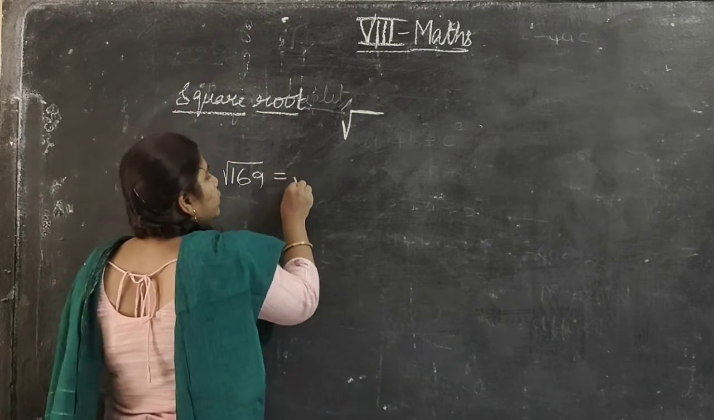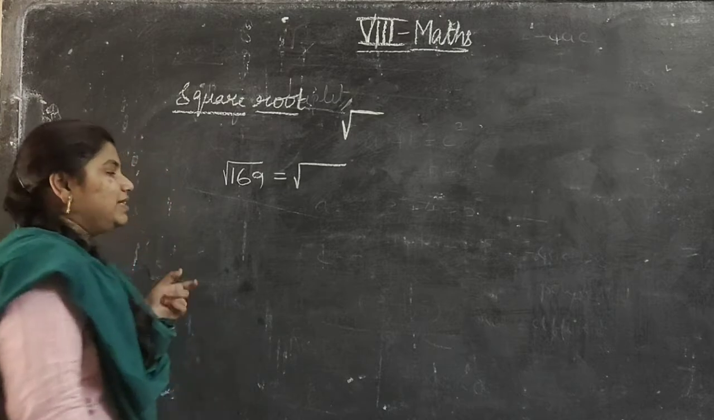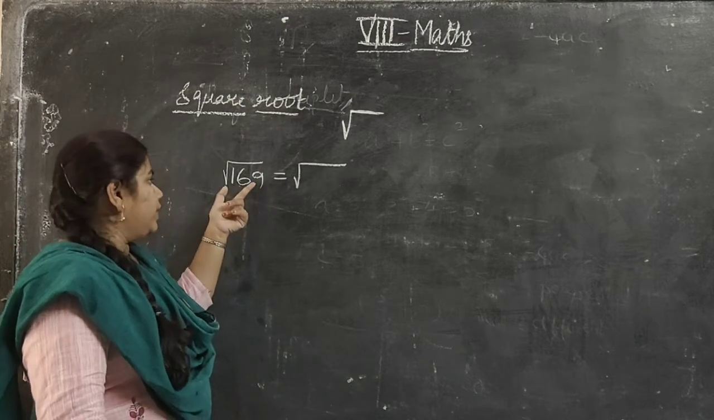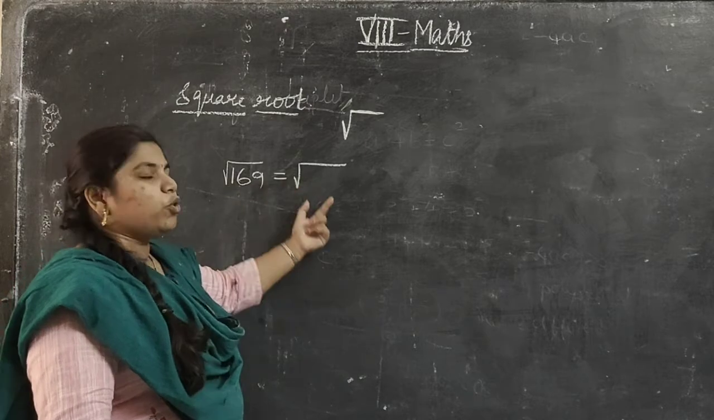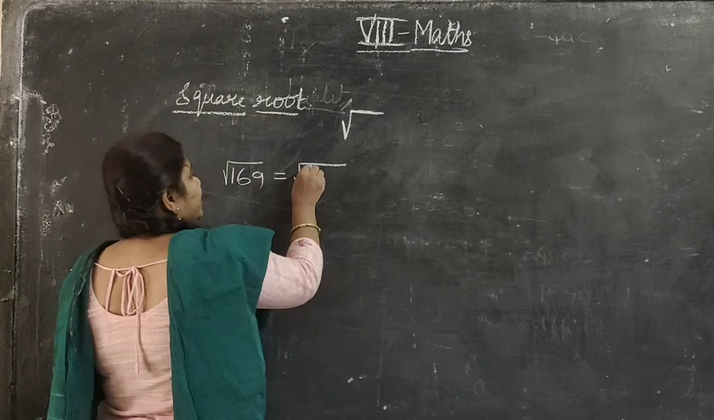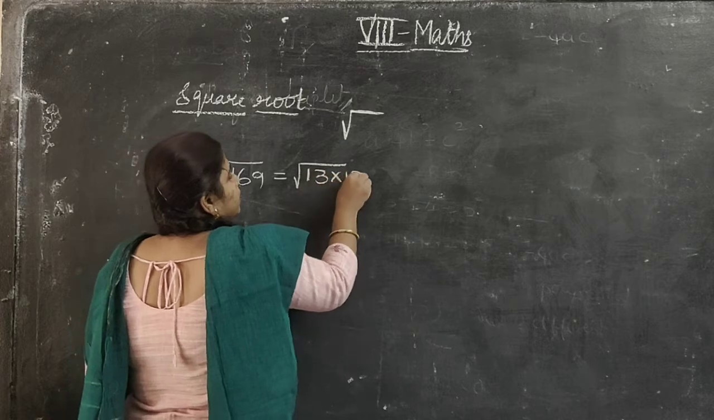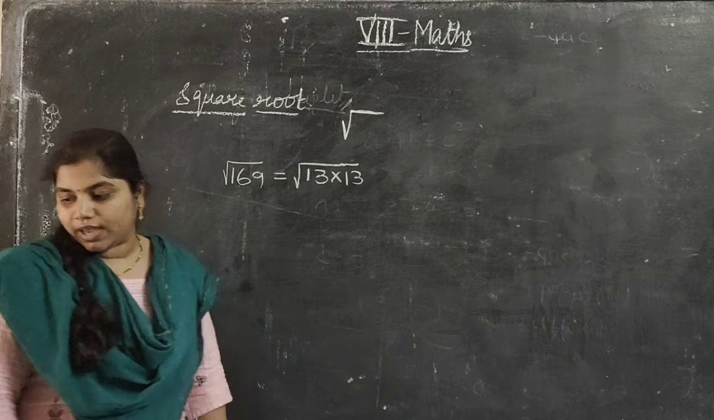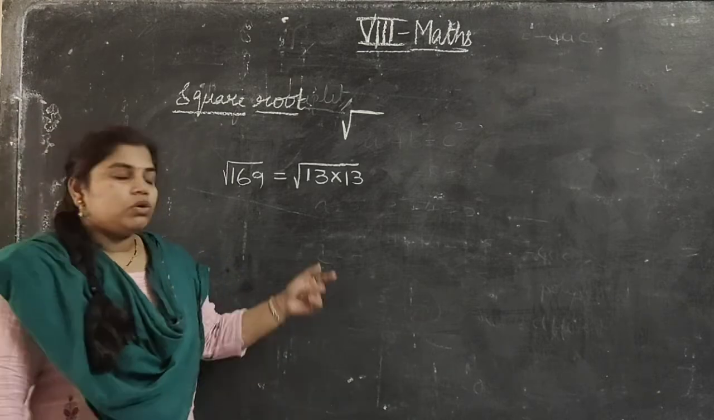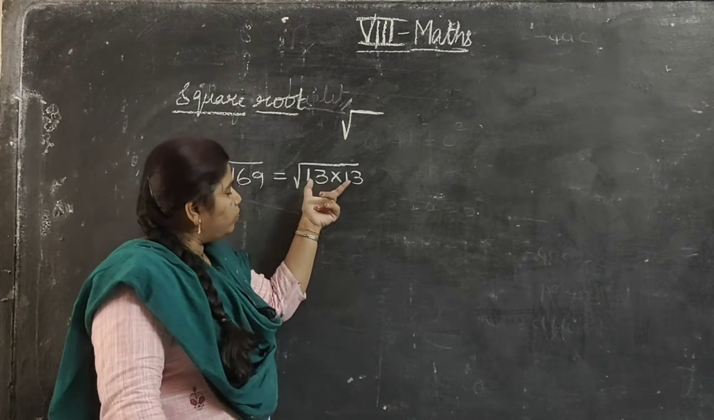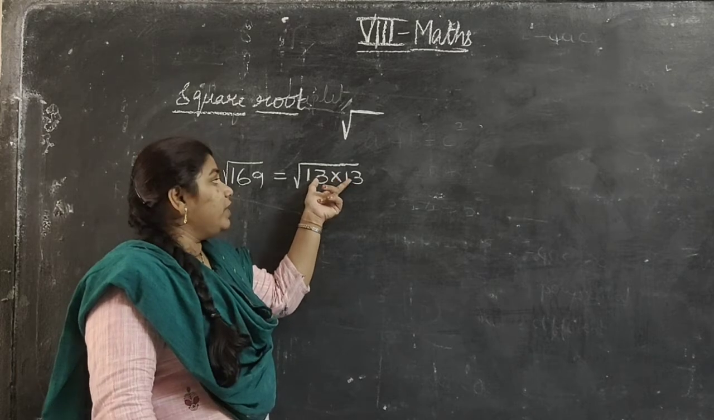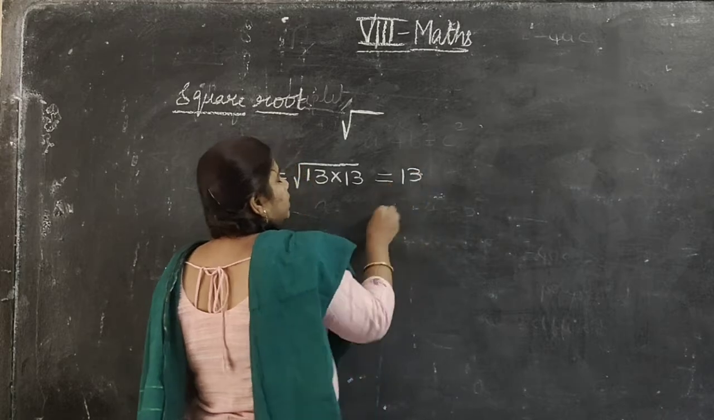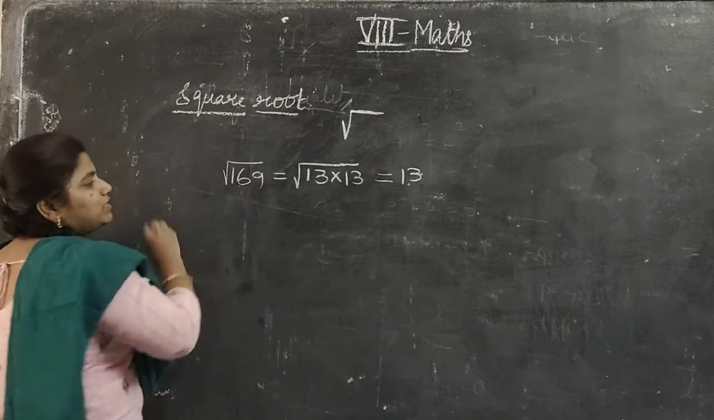So how to find the square root? I am writing the square root like this. 169 is a perfect square, so we can write 169 as the product of two equal factors. We can write it in the form 13 into 13. 13 into 13 equals 169. Both factors are equal, but we take only one of the factors. What is the one factor here? 13. So 13 is the square root of 169.